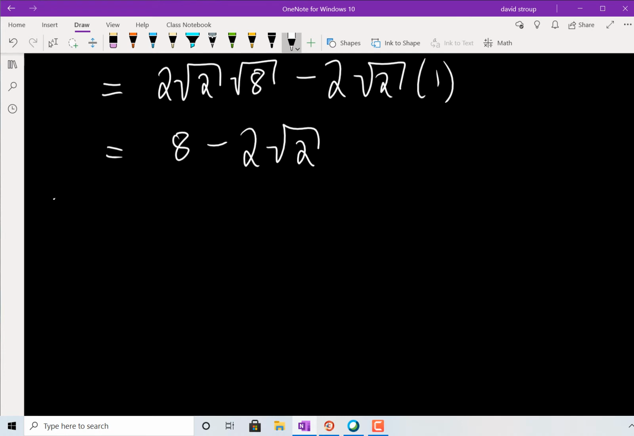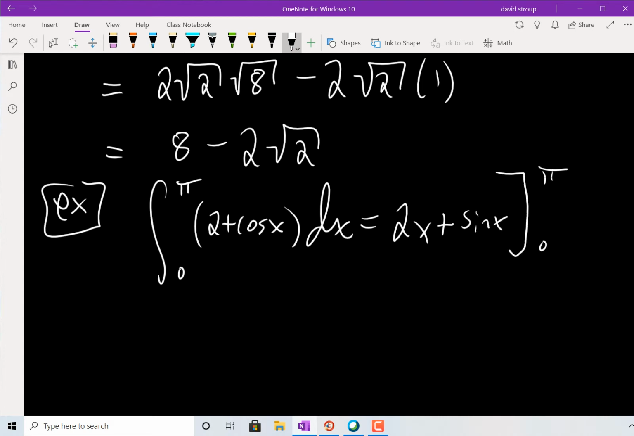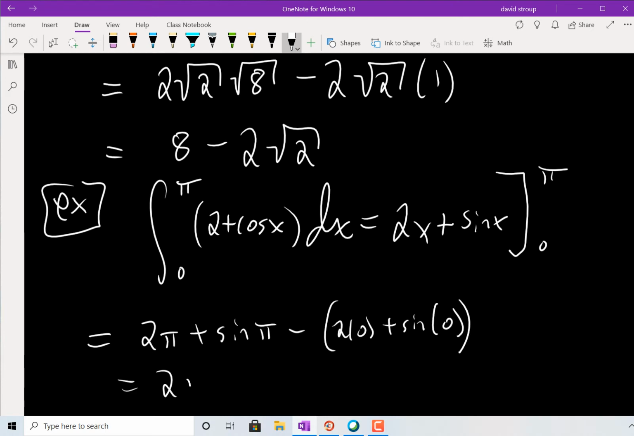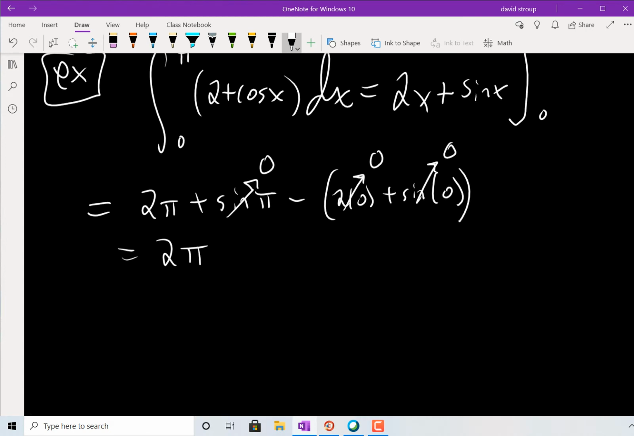Let's look at a trig version. Example: you have the integral from 0 to pi of 2 plus cosine x dx. First I can integrate: the integral of 2 is 2x, the integral of cosine is sine. I need to evaluate that from 0 to pi. So plug in pi first: 2 times pi plus sine of pi, minus, now plug in 0, 2 times 0 plus sine of 0. That equals 2 pi, since sine of pi is 0, 2 times 0 is 0, and sine of 0 is 0. That's always nice when all that stuff goes to 0. So you're just ending up with 2 times pi for your answer. It's pretty simple: just find the antiderivative, evaluate it at the limits, and take the difference.